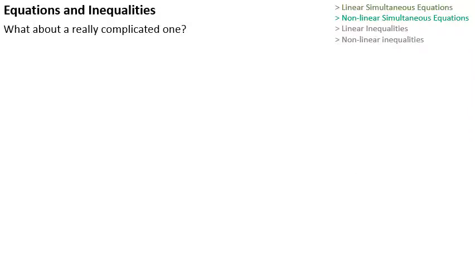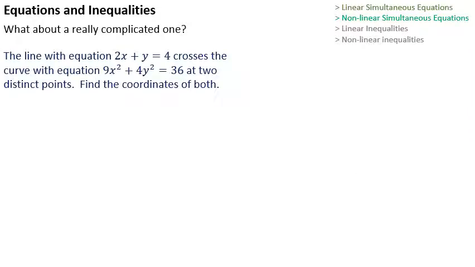Now let's try a trickier one. We still have a straight line equation here, 2x add y equals 4. But the curve has equation 9x squared add 4y squared equals 36. That's not the sort of equation you're used to seeing or sketching, I would imagine. Not at this point, certainly.